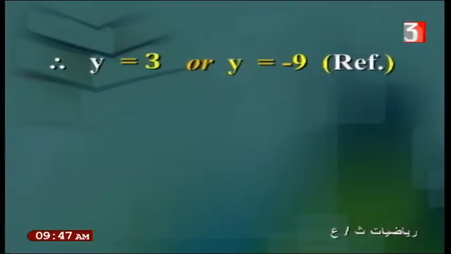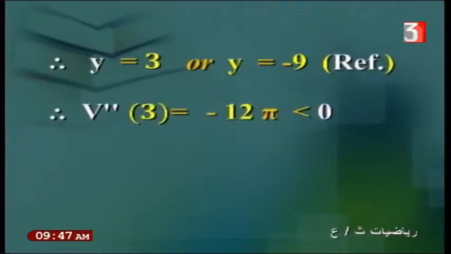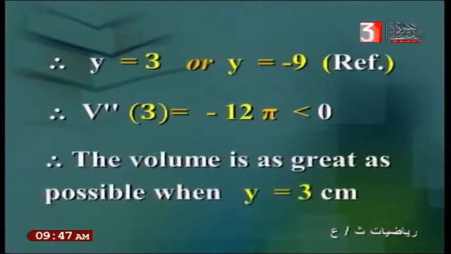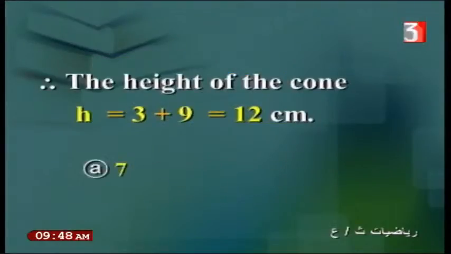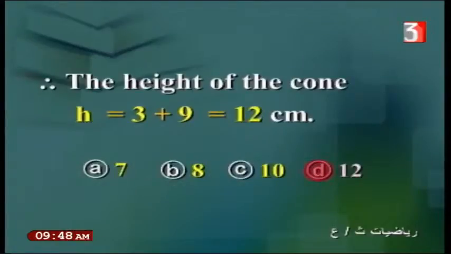Then for y equals 3, we can use the second derivative test and substitute in f double dash. F double dash 3 equals negative 12 pi, which is smaller than 0. Then the volume is as great as possible when y equals 3 centimeter. 3 plus 9 equals 12. Then the height of the cone equals 12 centimeter, and we can choose the letter D, which is h equals 12 centimeter.